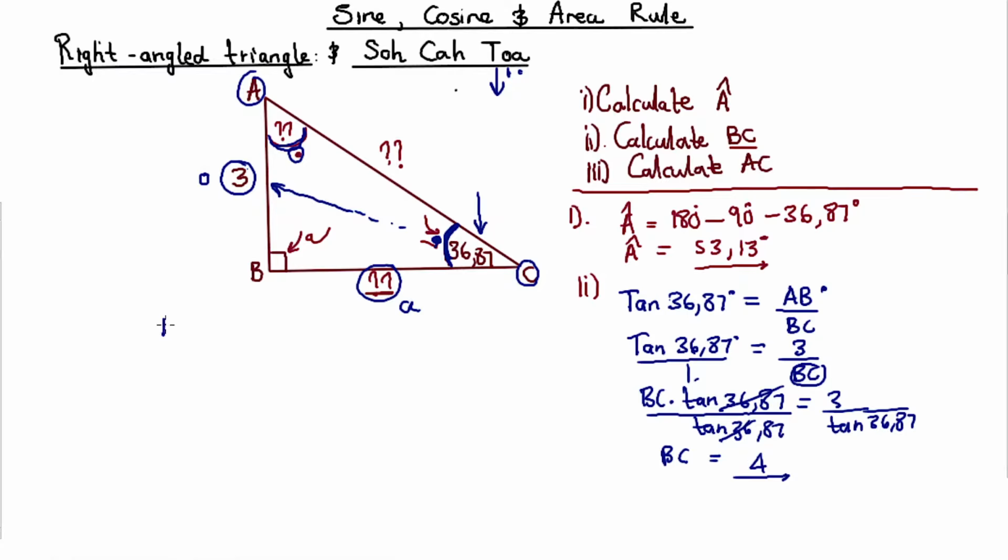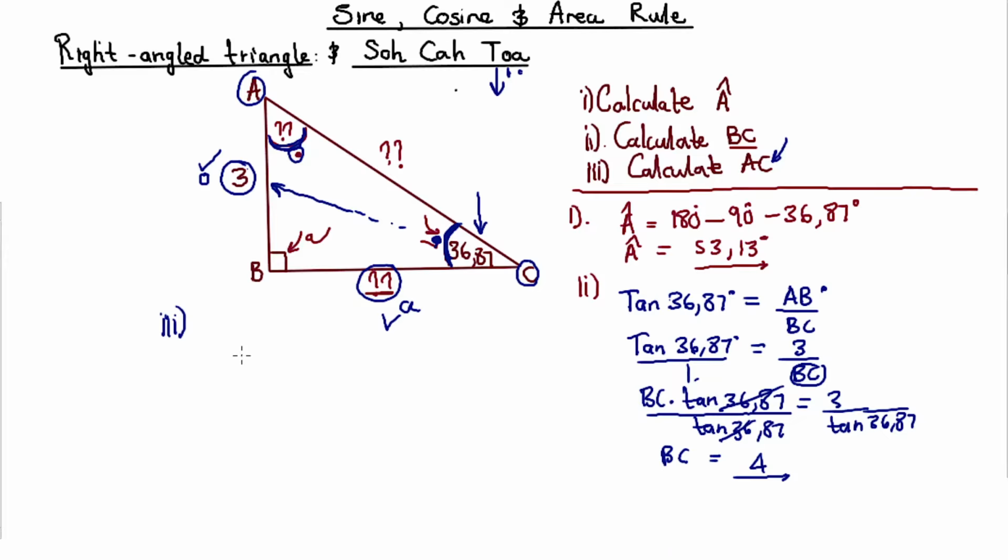And then for the third question, they want us to calculate AC. Well, now we have more information available. We have the length for this side, we have the length for AB, we have the angle C, we have the angle A. I now want the hypotenuse AC.